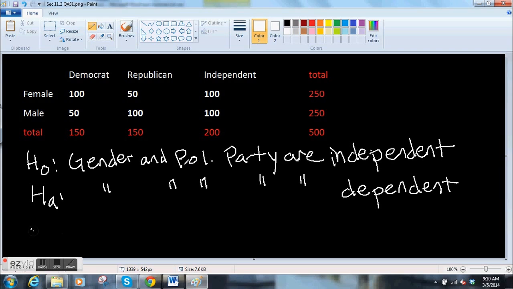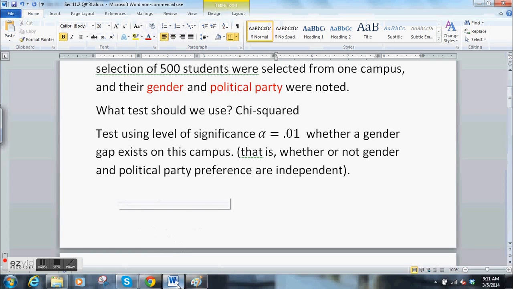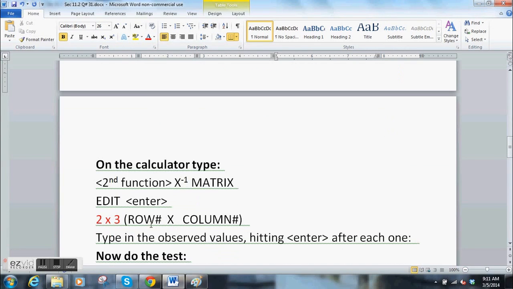Step 2 is we need our test statistic. You need a test statistic and a p-value on the calculator. I'm going to go through the whole thing showing you how to do it on the calculator, and then at the end I'll show you how to do it by hand, because I think most of you are going to do it on the calculator, and I don't want to drag you through the by hand part unless you're one of those people. So on the calculator, here's what you want to do. Here's your data.